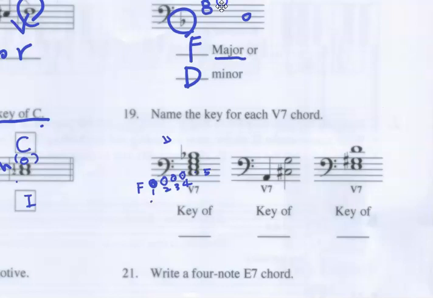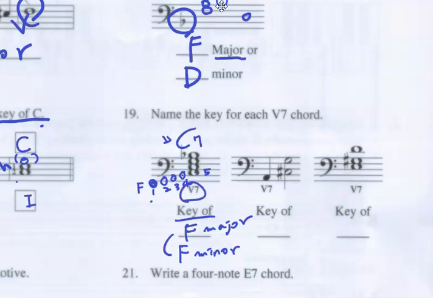So this is C7 chord, by the way, V7, then this is key of F major or minor. F major and F minor key, they share the same dominant chord. We are going to talk about it in advanced music class. Again, they're called parallel major and minor. They share the same dominant chord. Alright, let's move on to the next question.